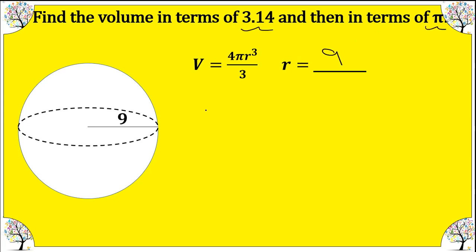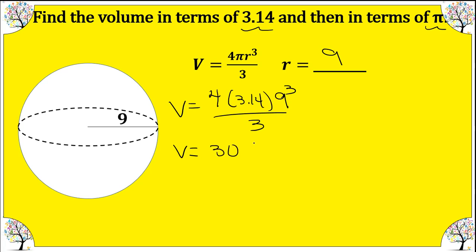So our radius is 9. So our volume is going to be 4 times 3.14 times 9 cubed divided by 3. So we're simply just going to use our calculator. I like to use the N over D feature, and I'm going to say 4 times 3.14 times 9 cubed divided by 3, and we get 3,052.08, and let's just call this inches cubed.